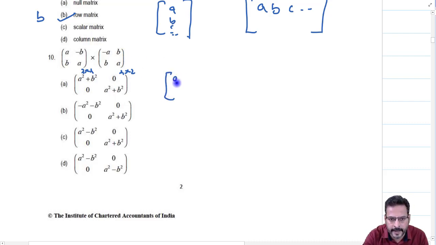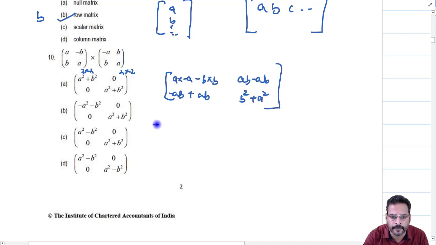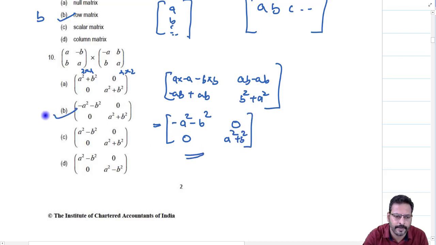A into minus A, minus B into B. Then first row, second column, AB minus AB. Then second row, first column, minus AB plus AB. Then second row, second column, B square plus A square. So we will get minus A square minus B square. This term will become 0. This also becomes 0. This can be written as A square plus B square. So answer will be B.